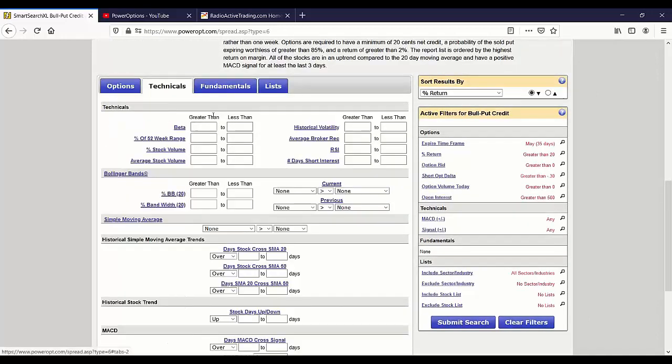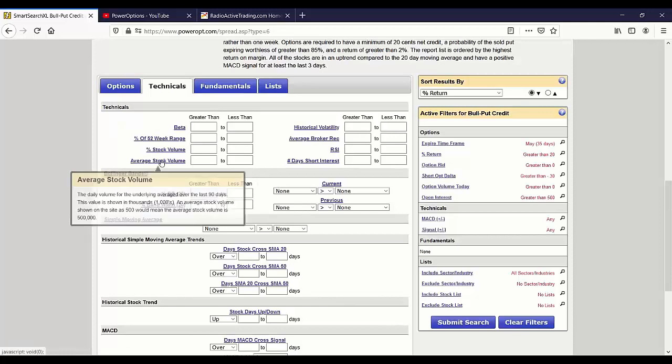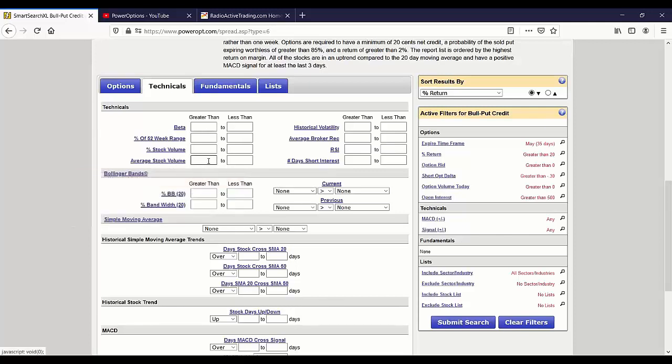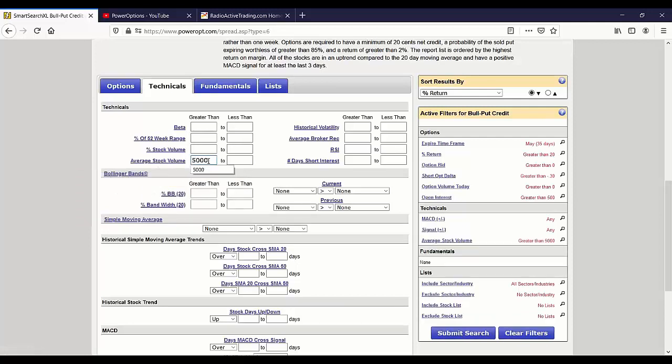Now let's go into the stock technicals. This is where we can take a look at the average stock volume. Now, if I hover over this or any filter in the parameter field, we get a pop-up definition. This one here, this is the daily volume for the underlying averaged over the last 90 days. This value is shown in thousands. So if I put in an average stock volume of greater than 500, this would mean the average stock volume is 500,000 shares per day. Don wants 5 million, so we're going to put in 5,000 for the average stock volume.